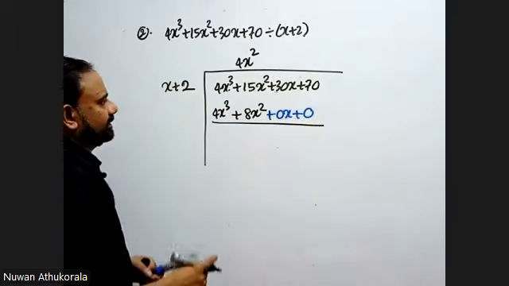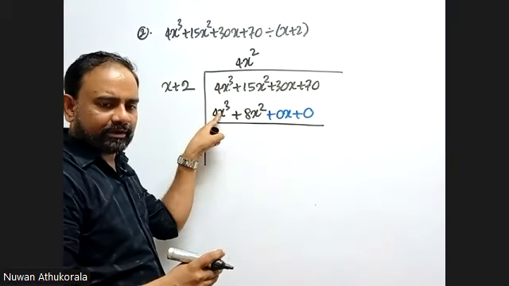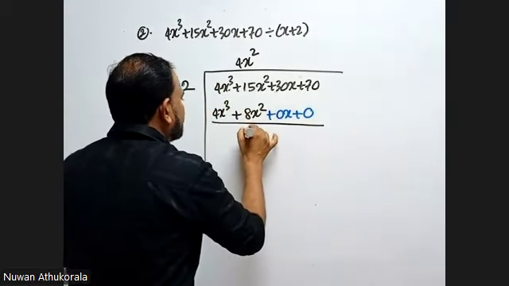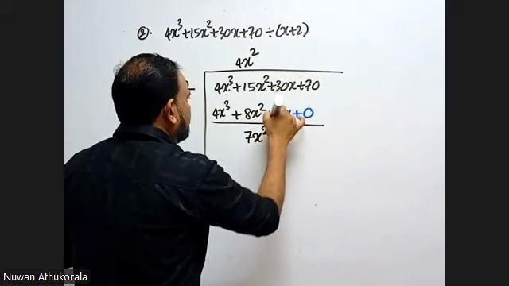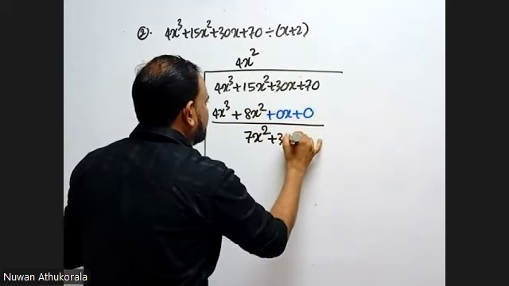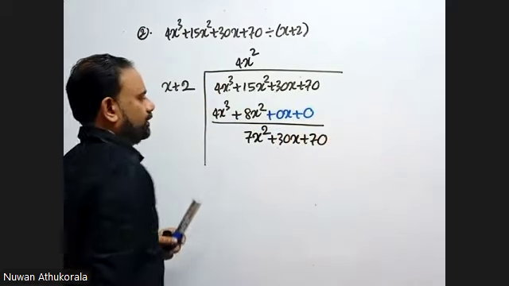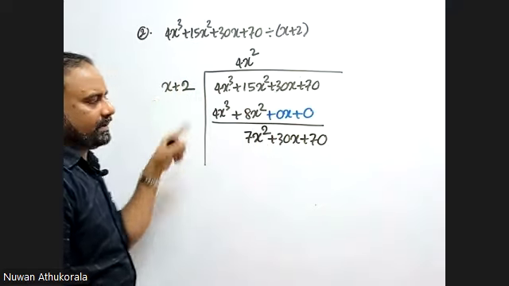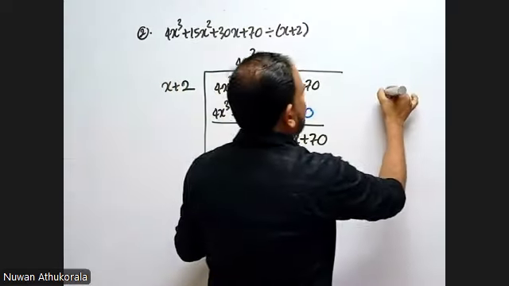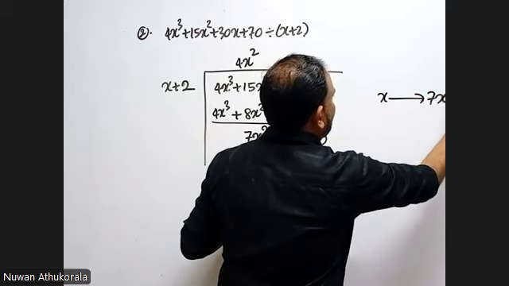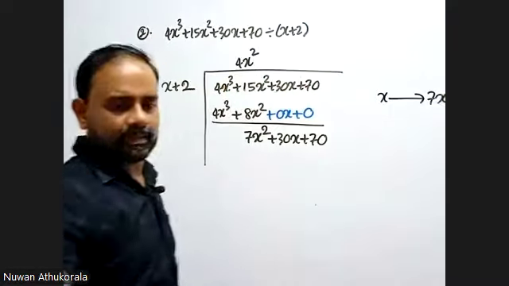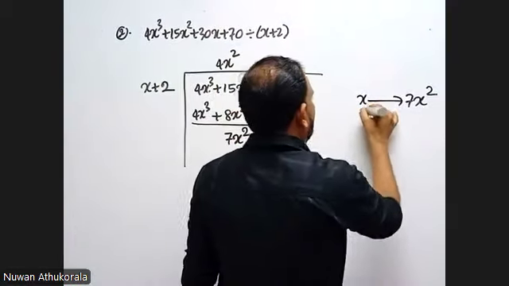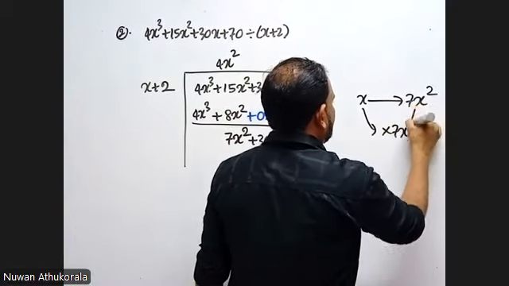Subtract these two polynomials. 4x cube minus 4x cube 0, no need to write 0. 15 minus 8 becomes 7x squared, 30 minus 0, 30x plus 70. Now leading term is 7x squared. x should be converted to 7x squared. How to convert x into 7x squared, right? The term x multiplied by 7x, right?